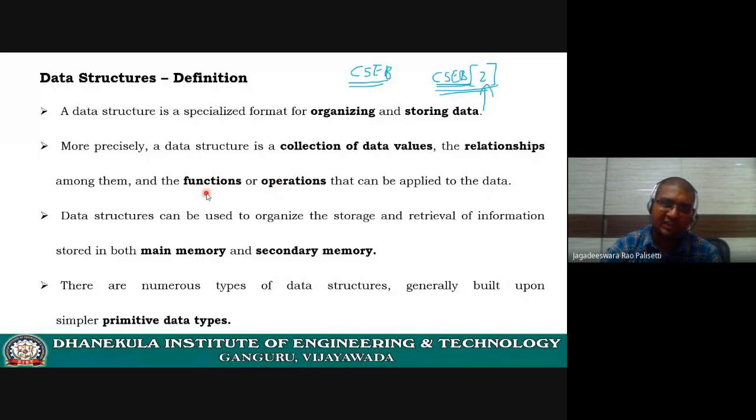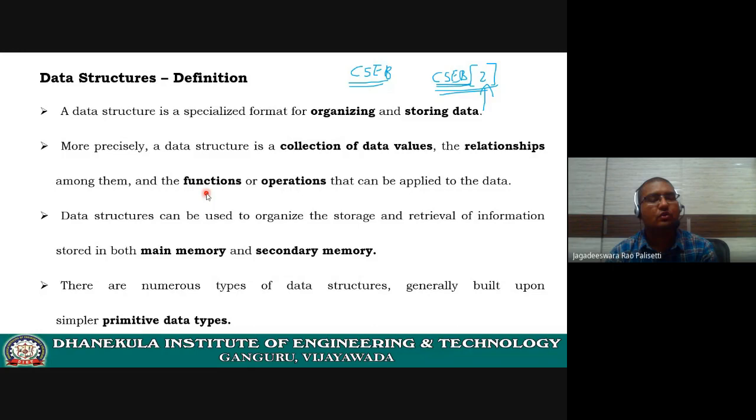What is meant by function? It means accessing, inserting. The data structure is already created, and I am going to insert some elements. Inserting is one operation. Okay, I want to delete so and so element at so and so index location. Delete is one operation. Am I clear?